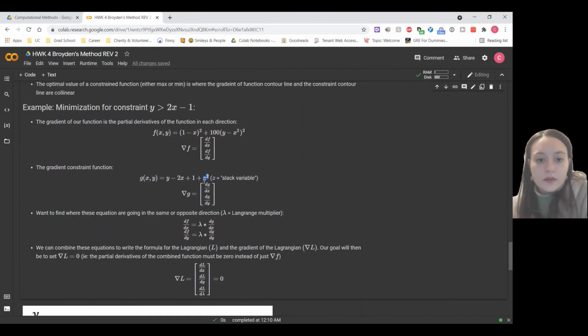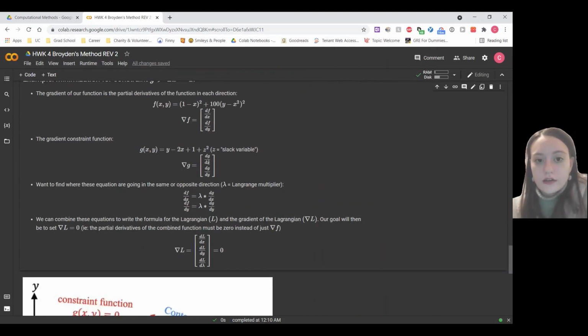So basically what the slack variable will do is that since we're trying to get g of x to always be greater than this value right here, because y minus 2x plus 1 should always be greater than 0, we're adding this extra variable in here because that'll basically ensure that we're always in the region that satisfies this inequality. So this way we're able to have an inequality constraint, but write our constraint function as an equation.